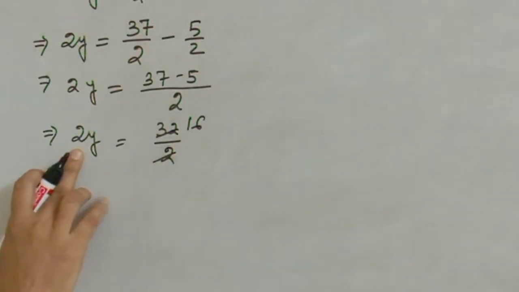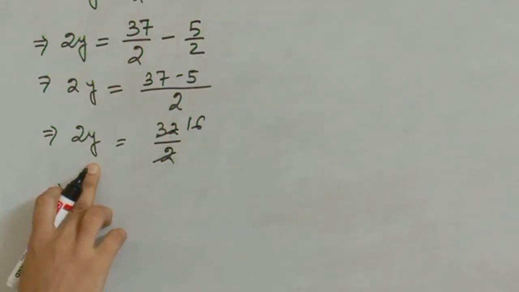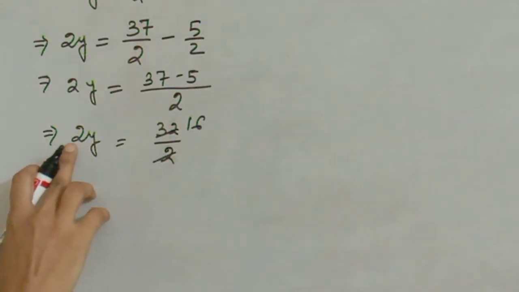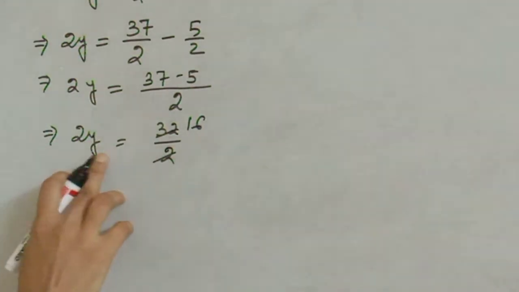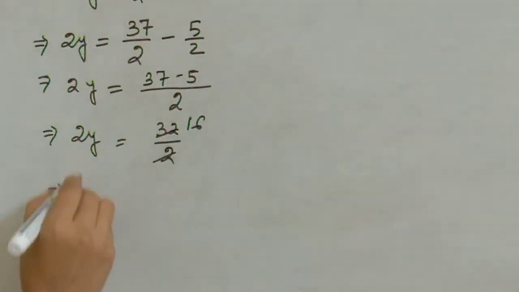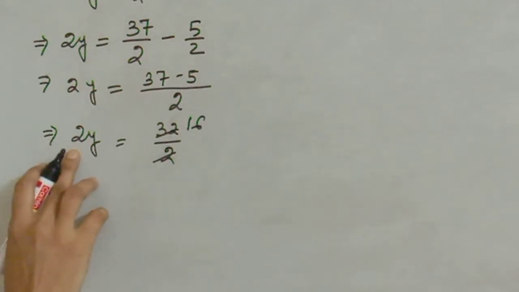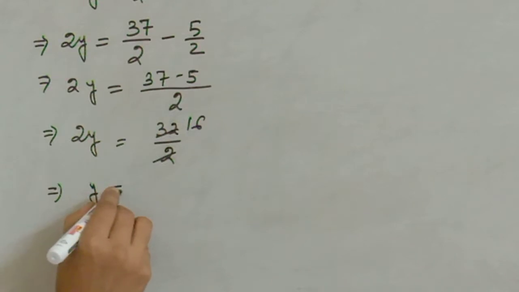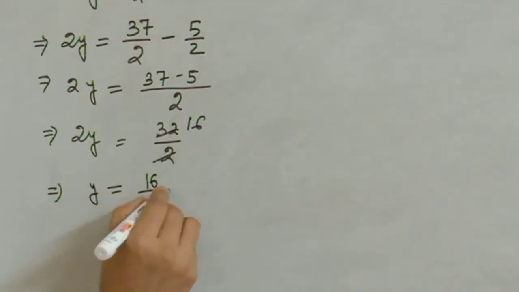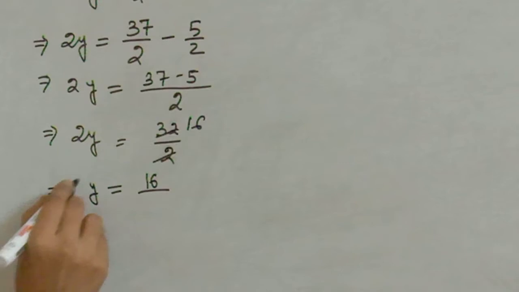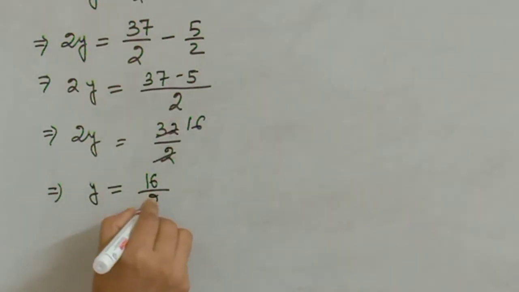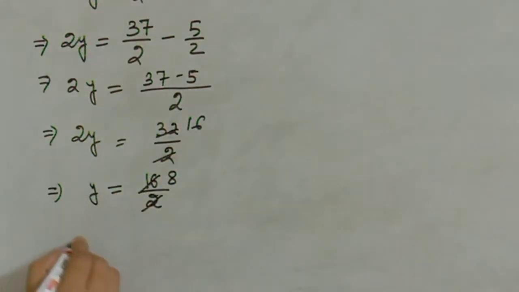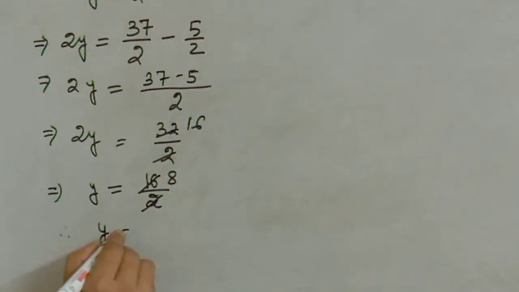Now we have to shift 2 from here to separate the variable y. 2 and the variable y are multiplied to each other. Now we have to shift the number coefficient to the right side. So 16 here it will be in the right hand side. When I shift this, 2 will go in the denominator. Now if you again cancel it, it will be 8. Therefore y is equal to 8.